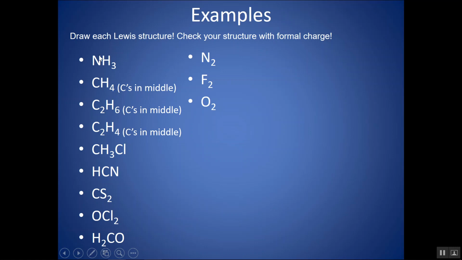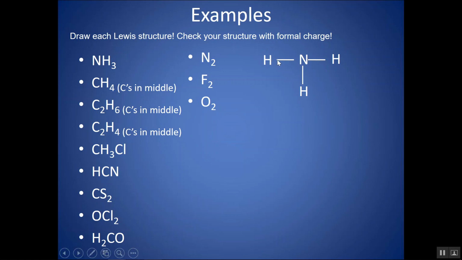So if we're going through this, NH3, N, if I look it up, it should have 3 bonds. H should have 1. So N will go in the middle, and we'll start with all single bonds. N, 1, 2, 3, perfect. H, 1 and 1 and 1, awesome. So I've met my bond amount. Now I just have to check if I need extra dots.